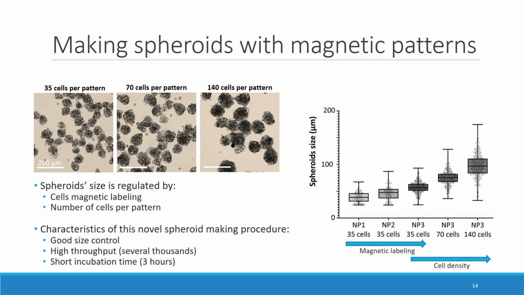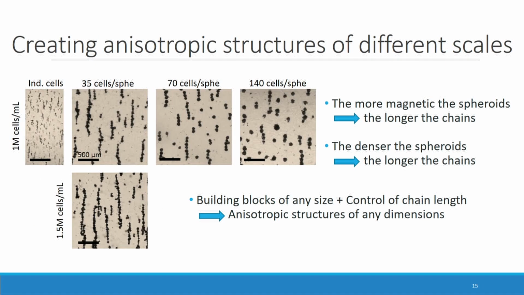And now that we have our building blocks, it's time to see if we can align them. And it works just the same way it did with individual cells. We can create spheroid chains in a 3D collagen matrix. And same as before, the more magnetic the spheroids, the longer the chains, and the denser the spheroid density, the longer the chains as well. But here, not only can we control the length of the chains, but we can also control their width, because we can choose the size of the original building blocks we're aligning, which allows us to create a much wider diversity of anisotropic structure in our gel.